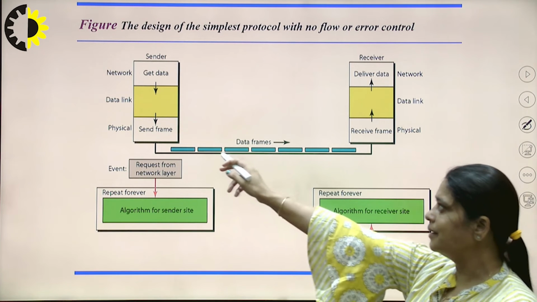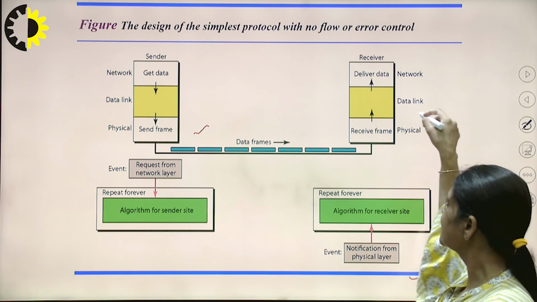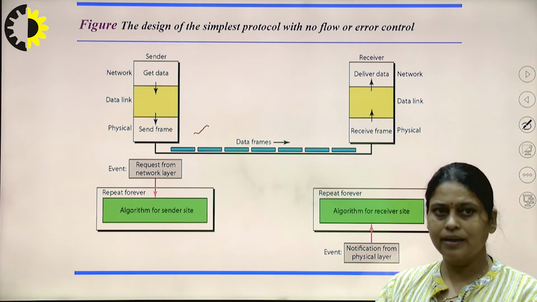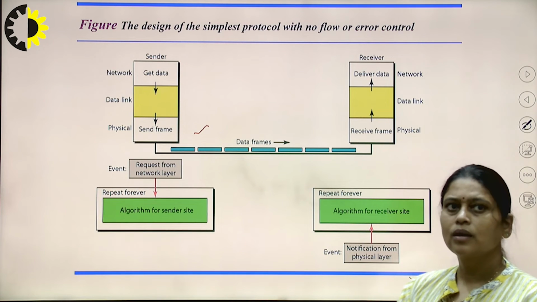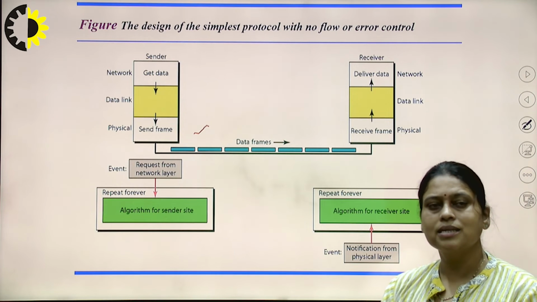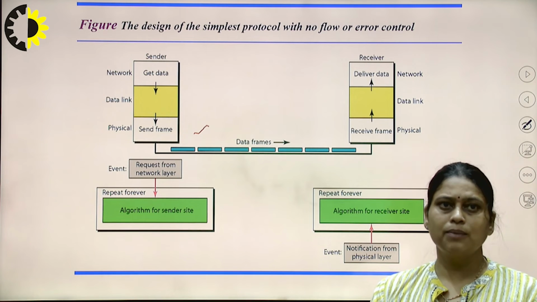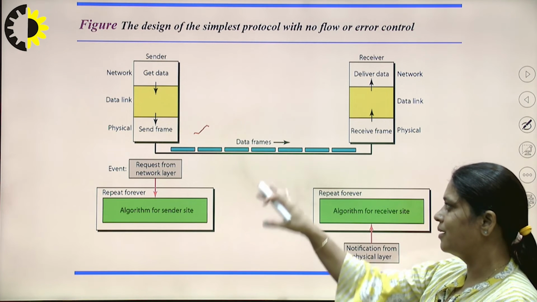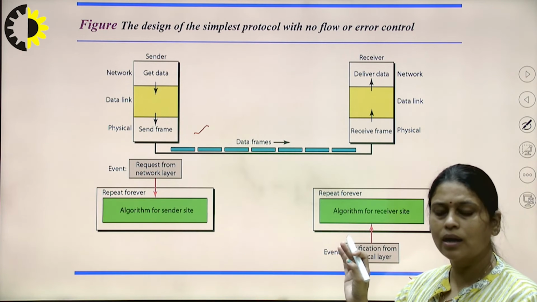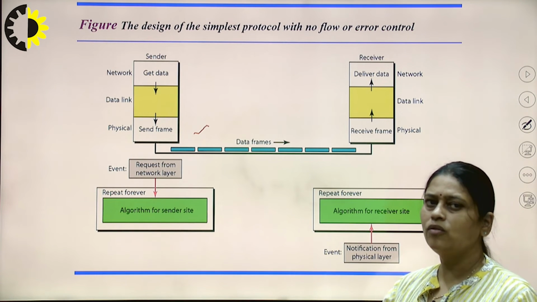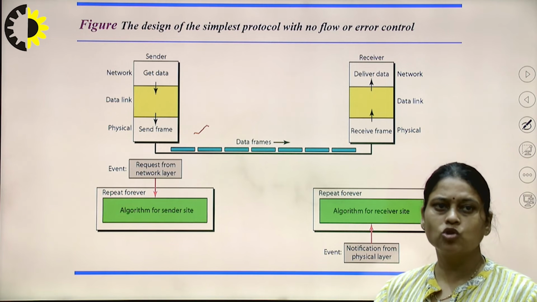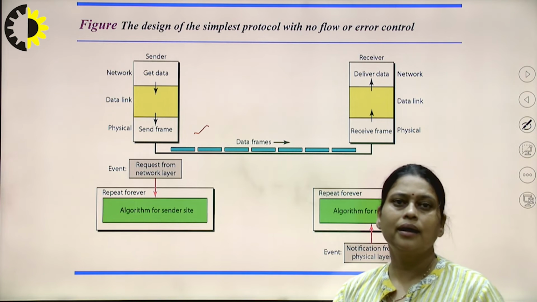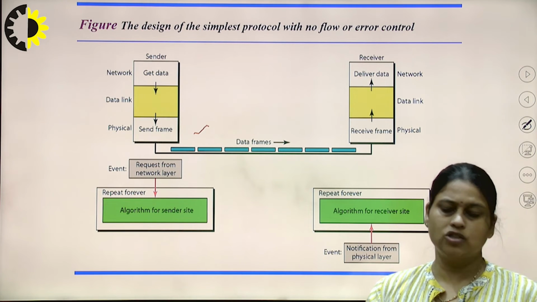This is our sender side and this one is the receiver side. We have to send the data from source to destination. This is the case of the simplex protocol with no flow and no error control. In that case, there is no mechanism of any flow or error control. It is a simple protocol. We just send the frames from sender to receiver without assuming any overflow or error condition.